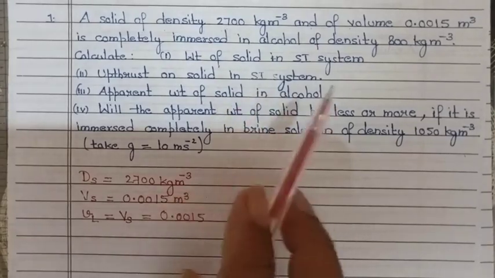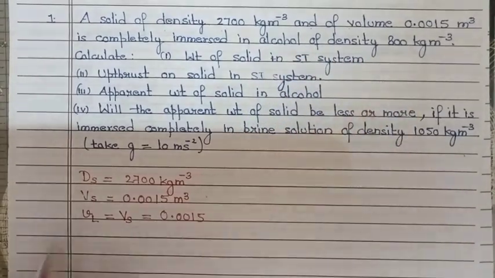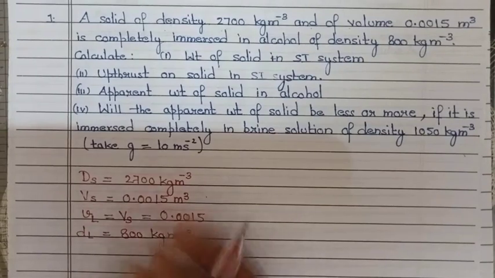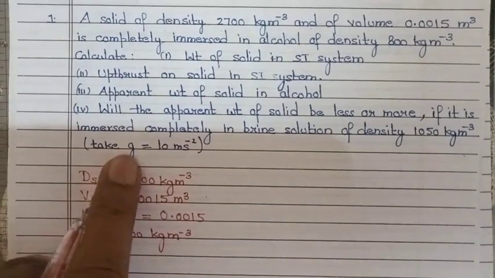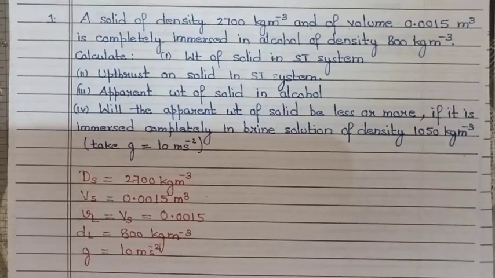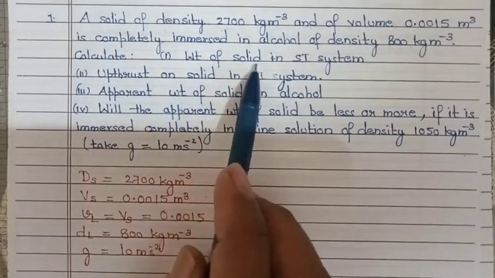Okay, now what else given? They have given us density of alcohol. So density of liquid is also known to us, and that is 800. And if you go through the question, at last they have given you value of acceleration due to gravity, that is 10. So this is the information that they have given us. Okay, now using this information, let us see what they have asked us to calculate. In the first part, they have asked us to calculate weight of solid.